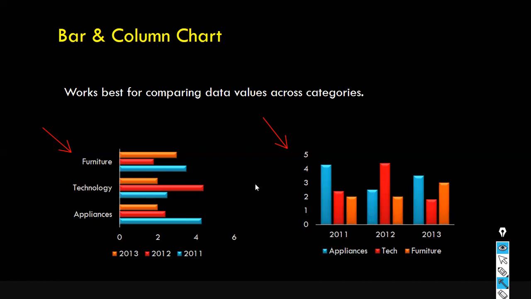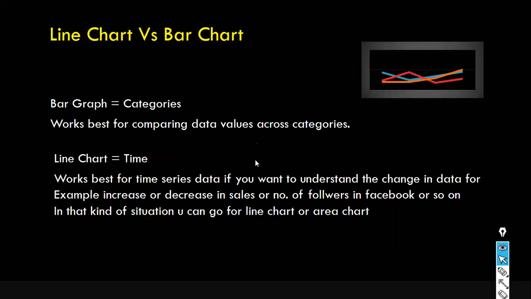And if you compare quickly the difference between line and bar chart: the bar chart we use to compare categories side by side, and the line chart to understand the change in data over a period of time. For example, an increase or decrease in sales, or the number of followers on Facebook. In that kind of situation, we can go for either the line chart or the area chart. Trend. If somebody asks you what a line chart is, just think it is nothing but trend. And to compare values across categories, you can go for a bar graph.